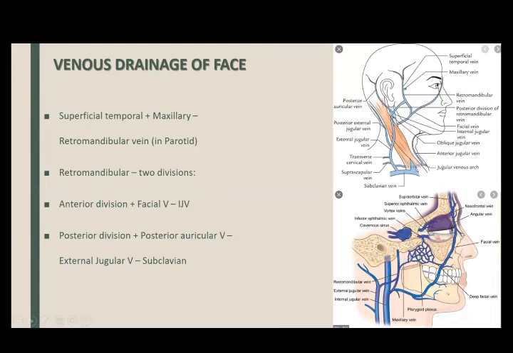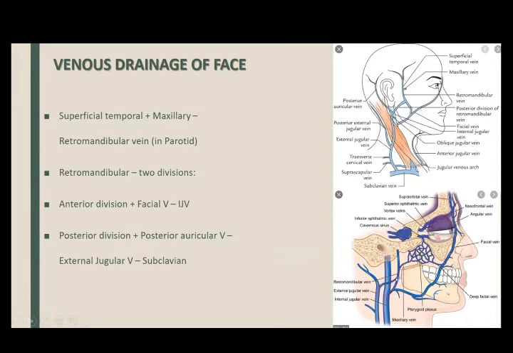So the maxillary vein from pterygoid venous plexus is joined by the superficial temporal vein, which drains the side of the head and scalp. Temporal area को drain करती है. The superficial temporal and the maxillary vein from the pterygoid venous plexus joined together form the retromandibular vein. The retromandibular vein has two divisions, the anterior division here and a posterior division.